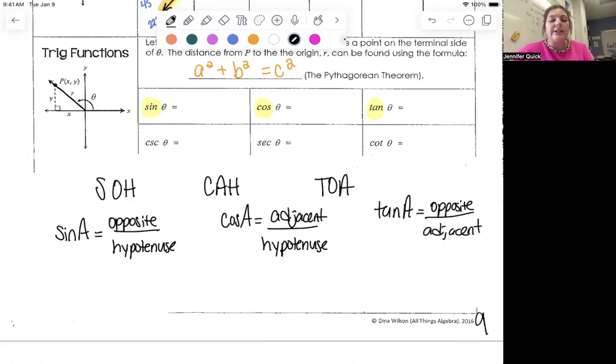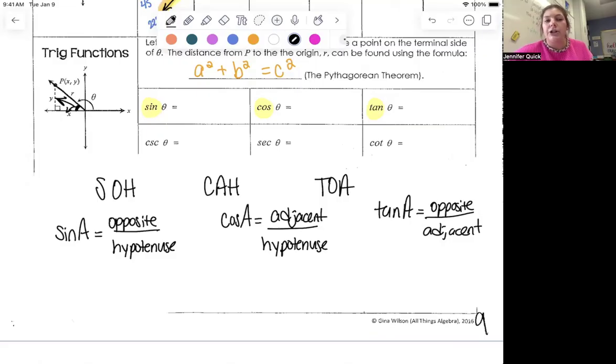And so what we were looking at was the angle measure. If I have this angle measure right here, this theta, what would be opposite of this particular angle? It'd be the opposite leg, which would be y. X would be the adjacent leg. And then r would be our hypotenuse.